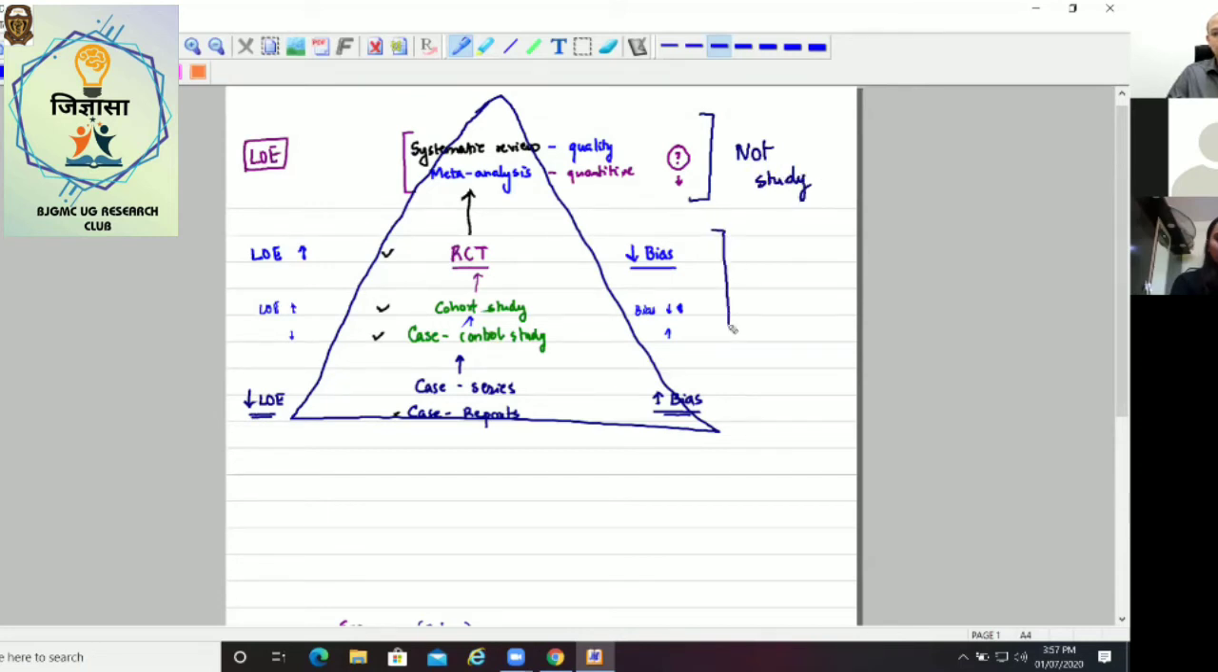These are all studies. So if someone is questioning you, what is the best kind of study you can do? Answer is RCT. What is the best kind of trial you can do? Answer is RCT. But what is the best level of evidence? Well, it depends. If you don't have a systematic review, then RCT. But if you have a systematic review and you have multiple RCTs, then the best level of evidence is coming from systematic reviews and meta-analyses, right?